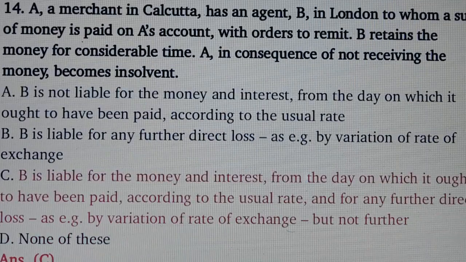Question number 14. A merchant in Calcutta has an agent B in London to whom a sum of money is paid on A's account with orders to remit. B retains the money for considerable time. A, in consequence of not receiving the money, becomes insolvent. Answer is option number C. B is liable for the money and interest from the day on which it ought to have been paid according to the usual rate and for any further direct loss, for example by variation of rate of exchange, but not further.